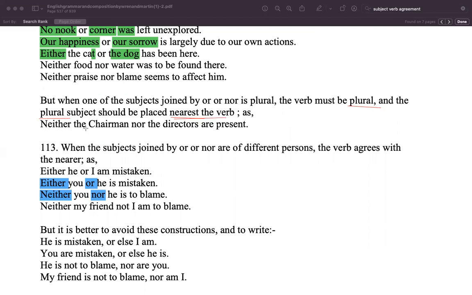Let's take an example. Neither the chairman nor the directors. So directors is plural here. So that's why the verb is are.